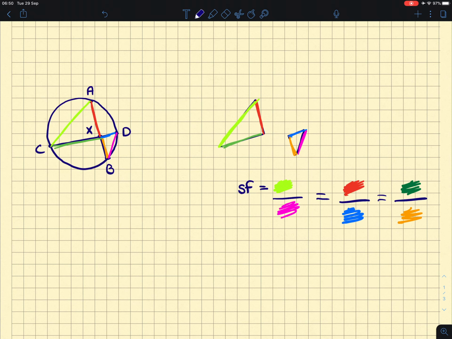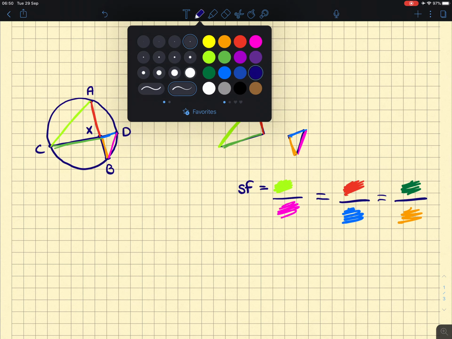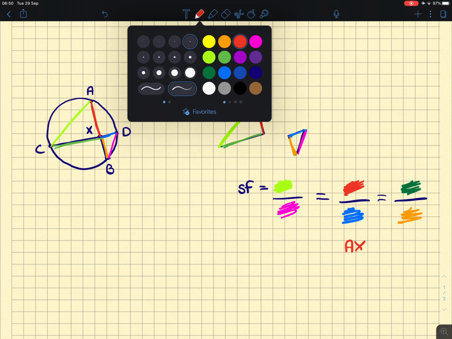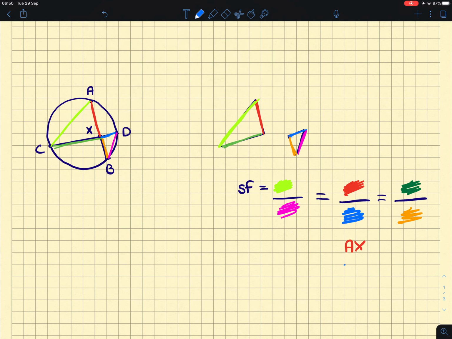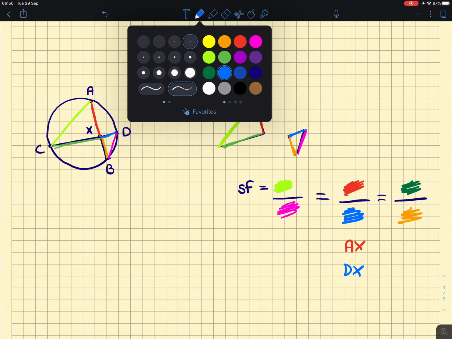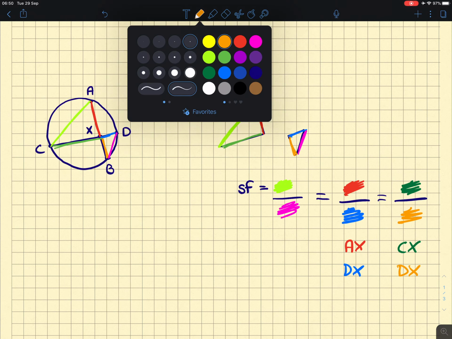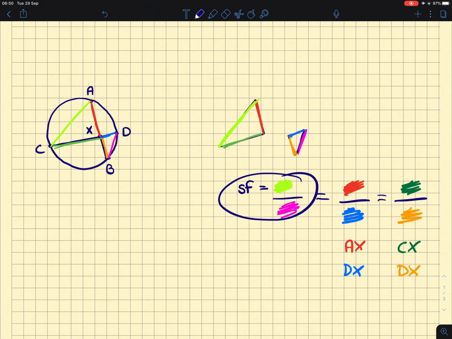But now to clarify exactly what these colors were, well, the red line was AX, the length of AX. The blue line is the length of DX. The dark green line is the length of CX, and the orange line is the length of BX. And I'm not technically interested in this green and pink one here because they aren't chords. So that pink and green line, let me just erase them now. They weren't part of the original picture, but they're used in terms of this proof.